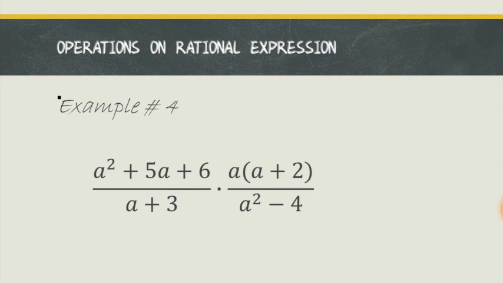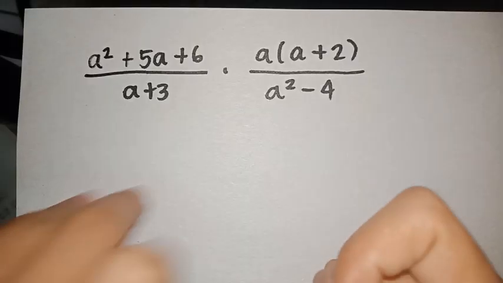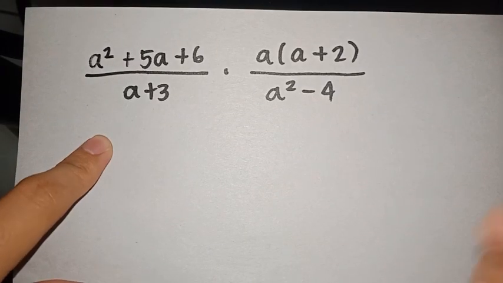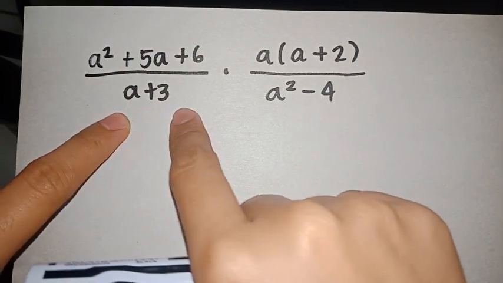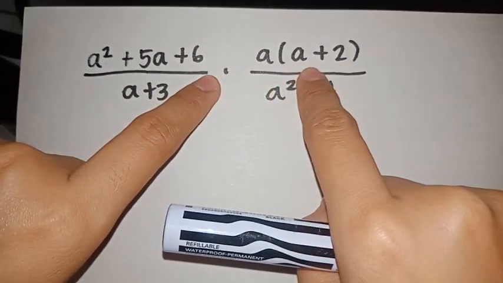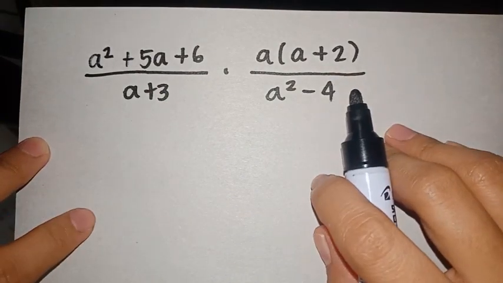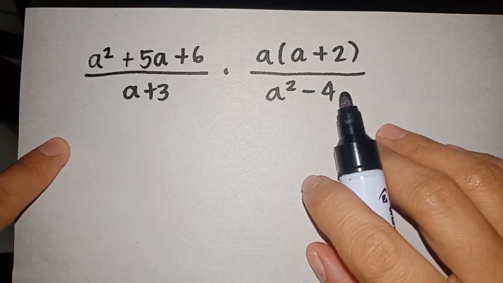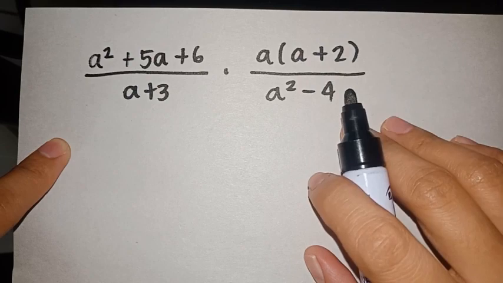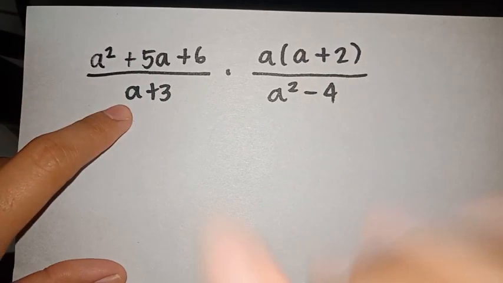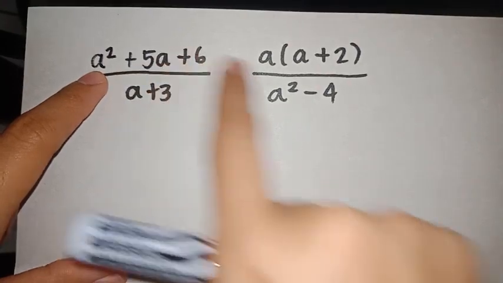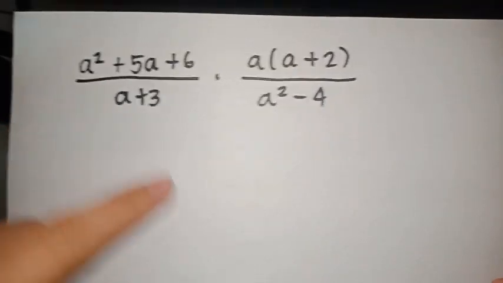Let's proceed with example number 4. We have a squared plus 5a plus 6 all over a plus 3, times a plus 2 all over a squared minus 4. Now, for us to simplify this rational expression, the first thing that we should do is to get the factors of this numerator and this denominator.